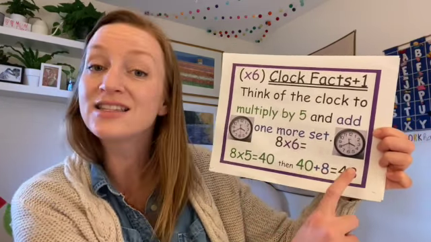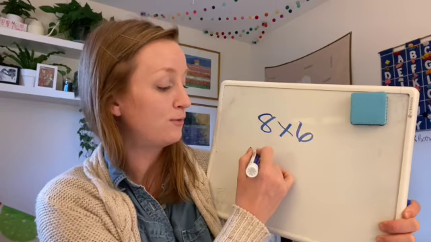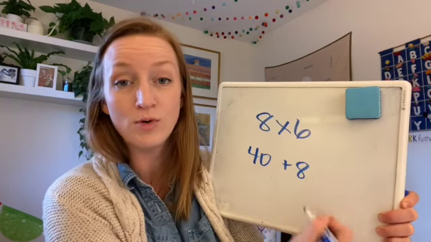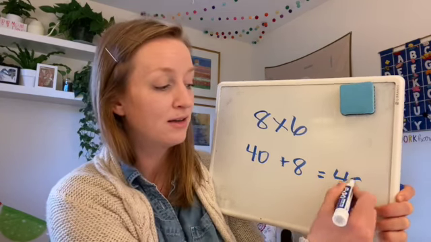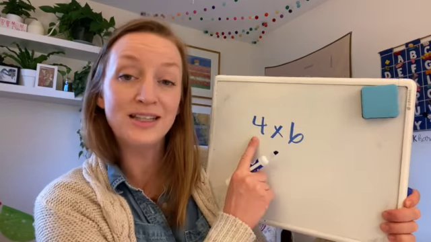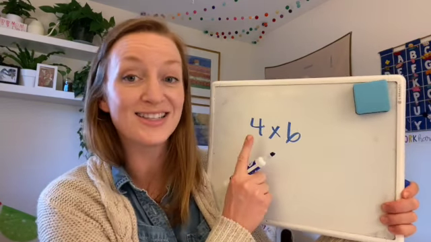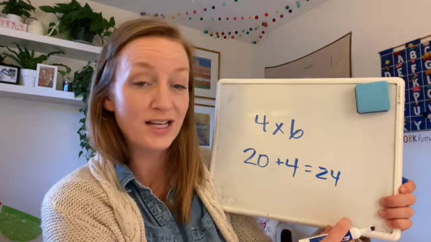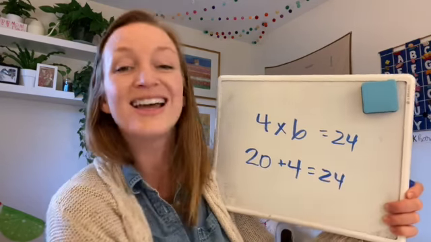What about 8 times 6? I'm going to think of my clock fact for 8. 8 times 5 is 40, and I add one more set, which gets me 48. What about 4 times 6? First, I'm going to think of my clock fact. 4 times 5 is 20, and then I add one more set, so I get 24. 4 times 6 is 24.